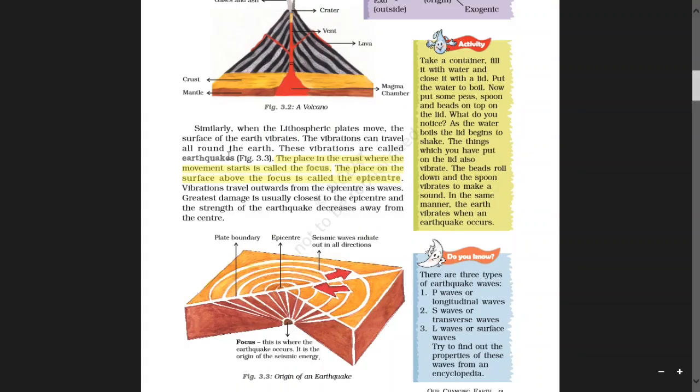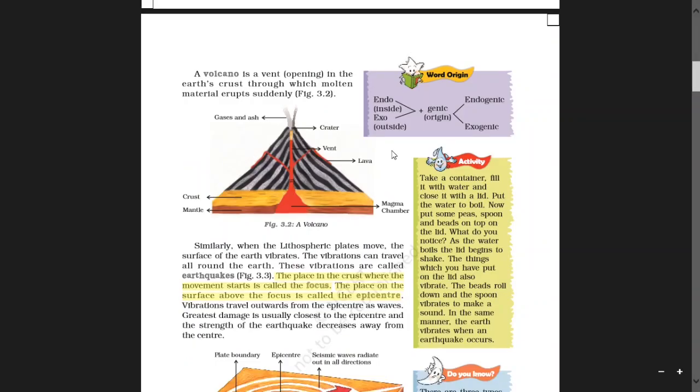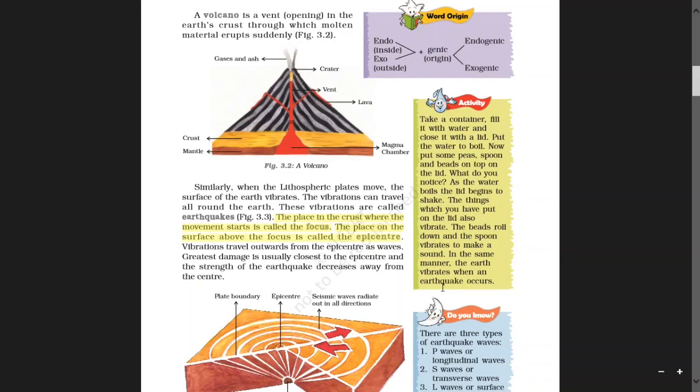Boys, see here word origin, and apart from this activity, another activity has been given here. You need to practice it yourself.